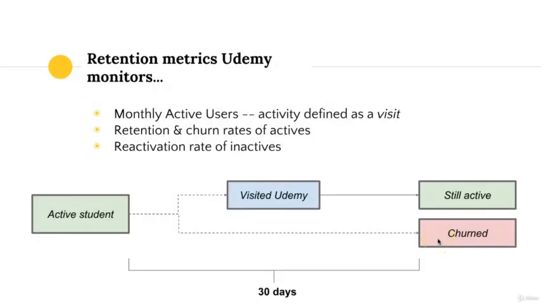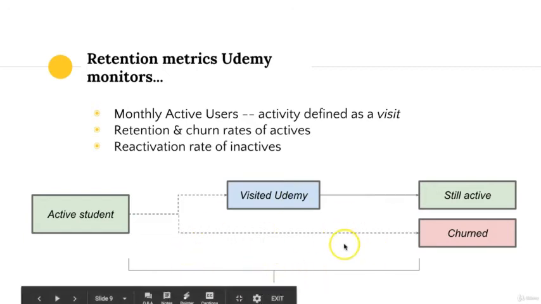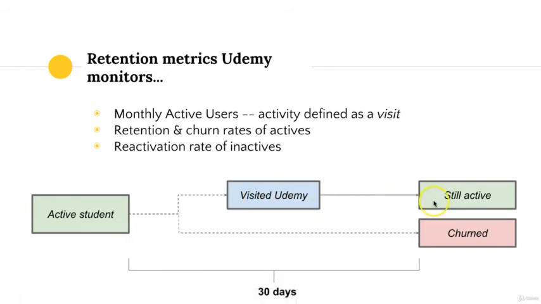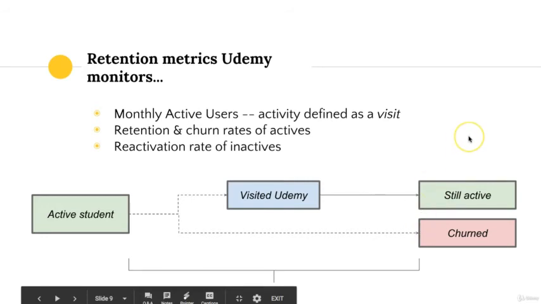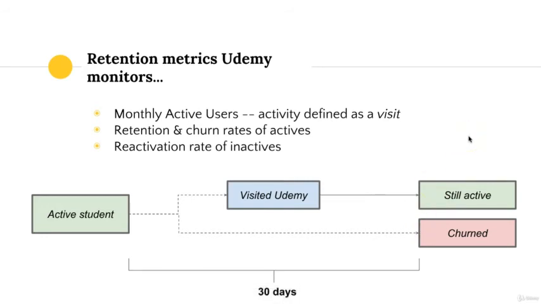To solidify this a little bit more, let me share what we do at Udemy. We track monthly active users, and we define activity as a visit within a 30-day period. If an active student visits within a 30-day period, they'll remain active, otherwise they'll be churned. We also look at retention and churn rates of actives and reactivation rate of inactives, which we'll learn how to calculate in the next lecture.